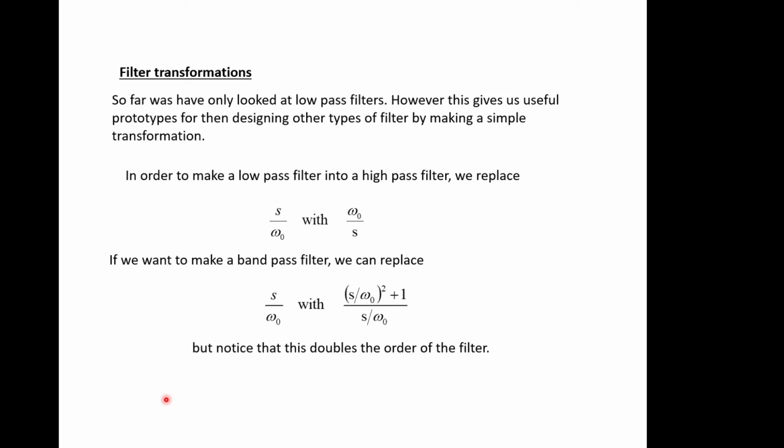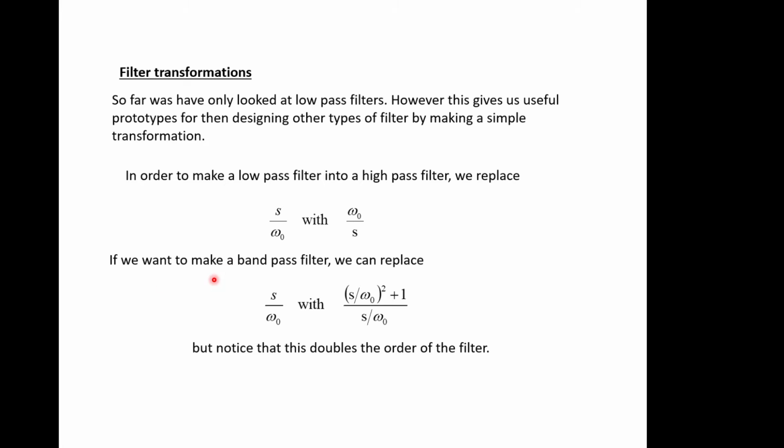So again, we just have to learn all the rules for low pass for getting what we want, and then we can convert it to high pass or band pass or whatever we like, just by doing some simple transformations in the maths that we've just solved. So in order to make a low pass filter into a high pass filter, we just replace s over omega naught with omega naught over s, and then do the maths to work out where our poles and things are.